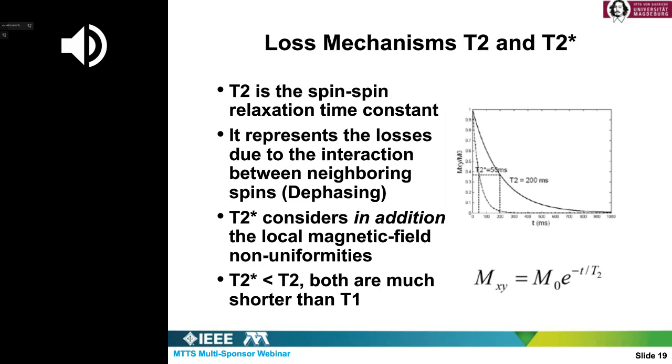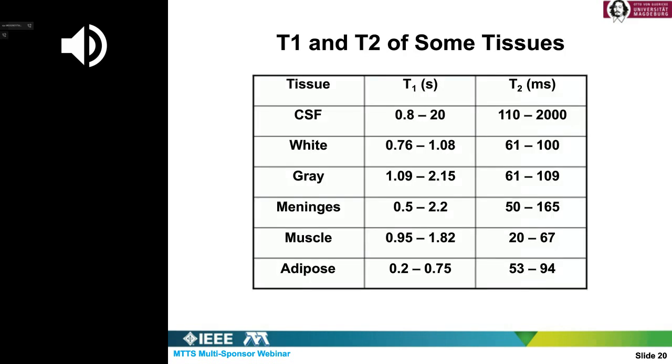Just to have some idea about the order of magnitude, the first column here are tissues in the brain: CSF, white cells, gray cells, and so on. T1 has the order of magnitude of seconds, as you see, from 0.8 seconds to 20 seconds. T2 is much worse because it has the order of magnitude of milliseconds. But nevertheless, this is enough to perform the entire image reconstruction, as we will show shortly.